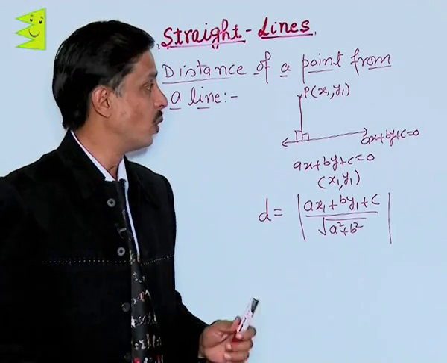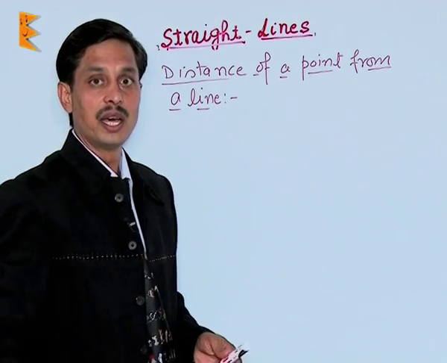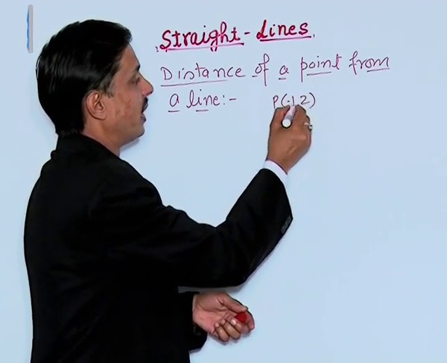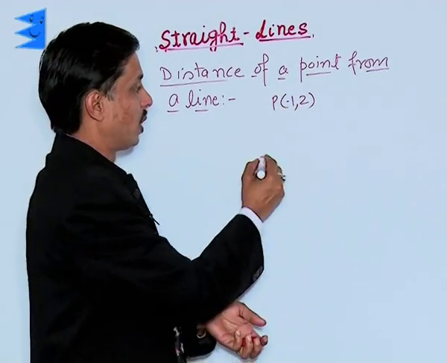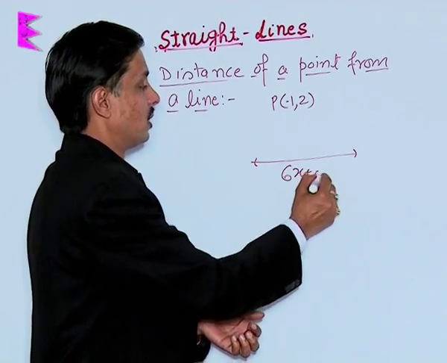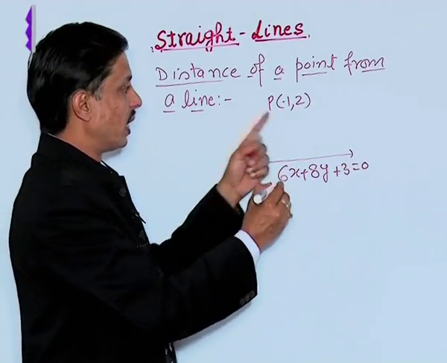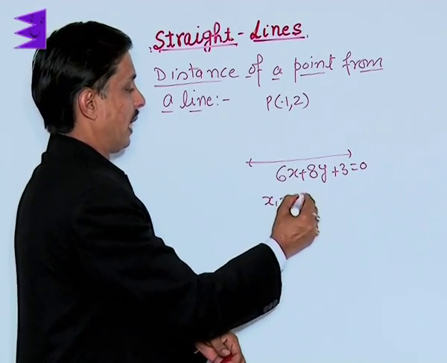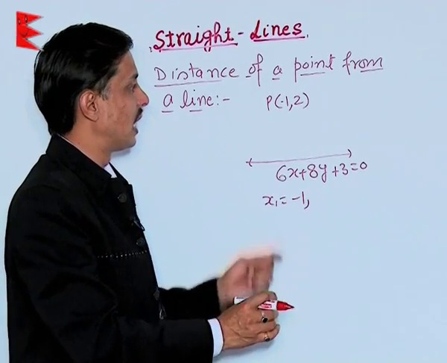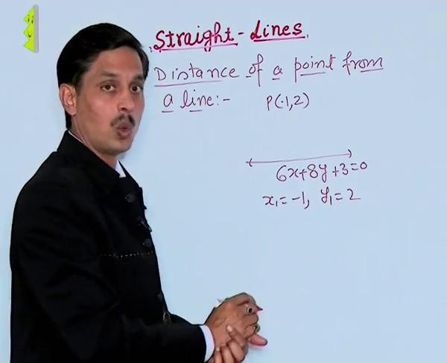I would like to explain you with the help of one example. Suppose there is a point P whose coordinates are, for example, -1, 2, and we want to find the distance of a line whose equation is 6x plus 8y plus 3 is equal to 0. Here the value of x1 is -1, because x1 is the abscissa from where we want to find the distance, and y1 is 2.